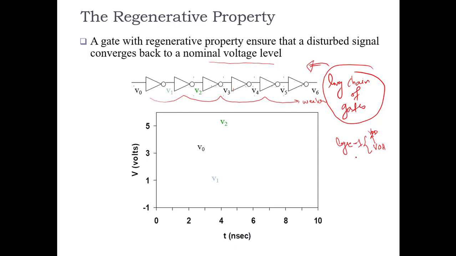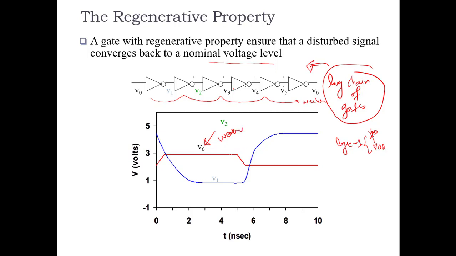So for example, consider that we have V1, V0. This is the signal which is, let's say, coming from a previous stage. It is weaker. So when it gets passed through, you see it is enhanced. The logic levels are enhanced. Ones and zeros are enhanced. This is due to the regenerative property, and you see here it is fully restored.